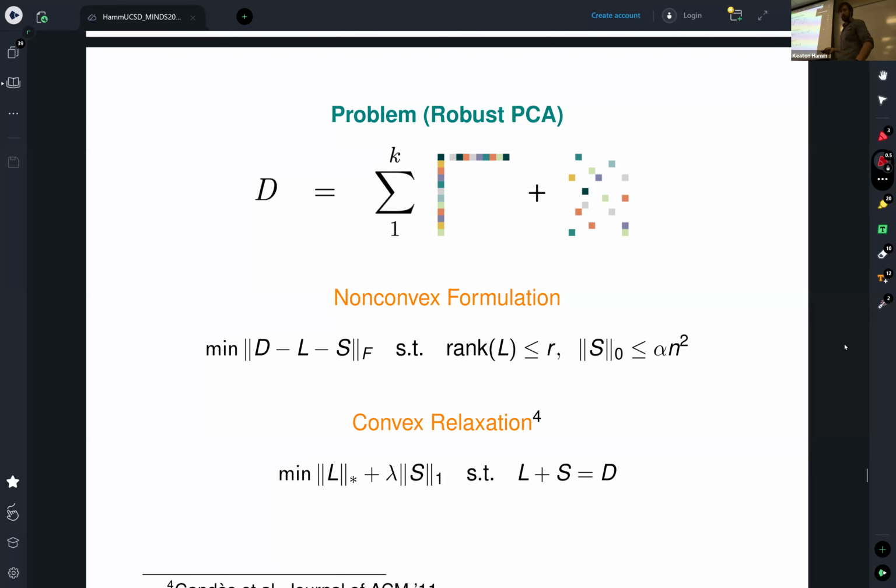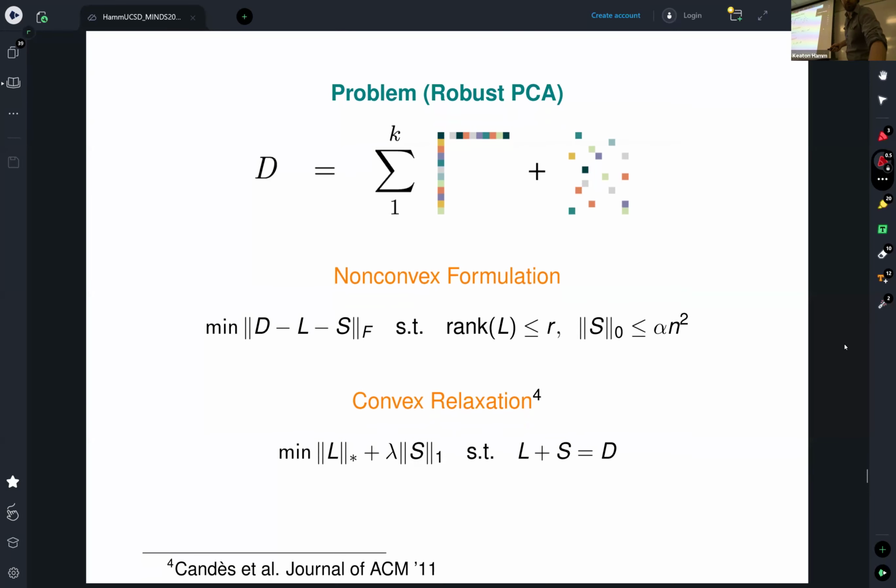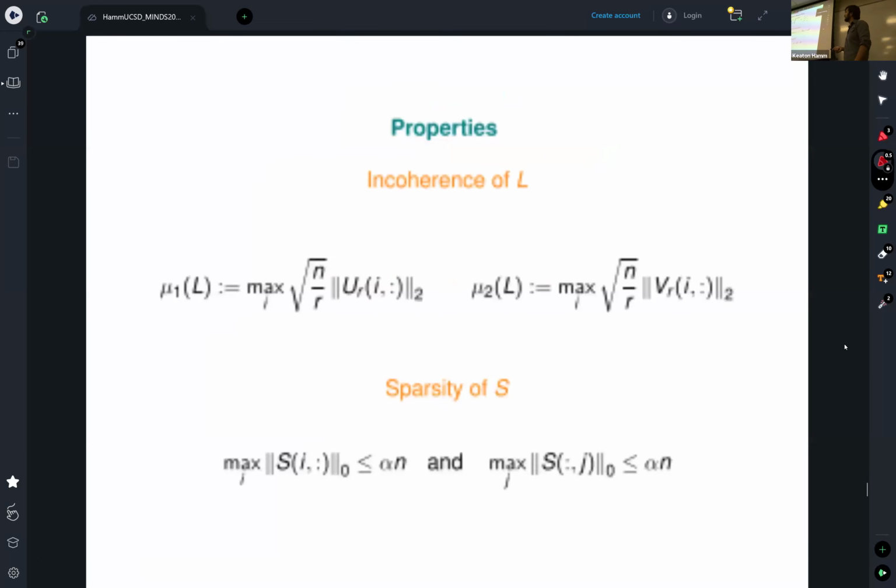Candès's original proposal for the robust PCA problem was to do a convex relaxation: nuclear norm of L plus L1 norm of S, relaxing the L0 norm constraint, such that they add up to D. Now this can be somewhat costly to run. So I'm going to focus just on a non-convex iterative algorithm to approach this, for the reason that we can do it really quickly.